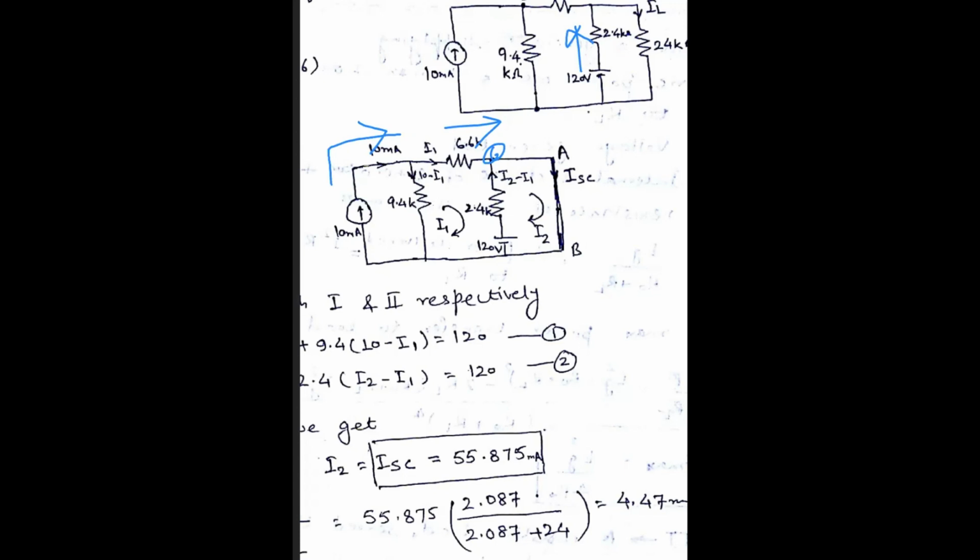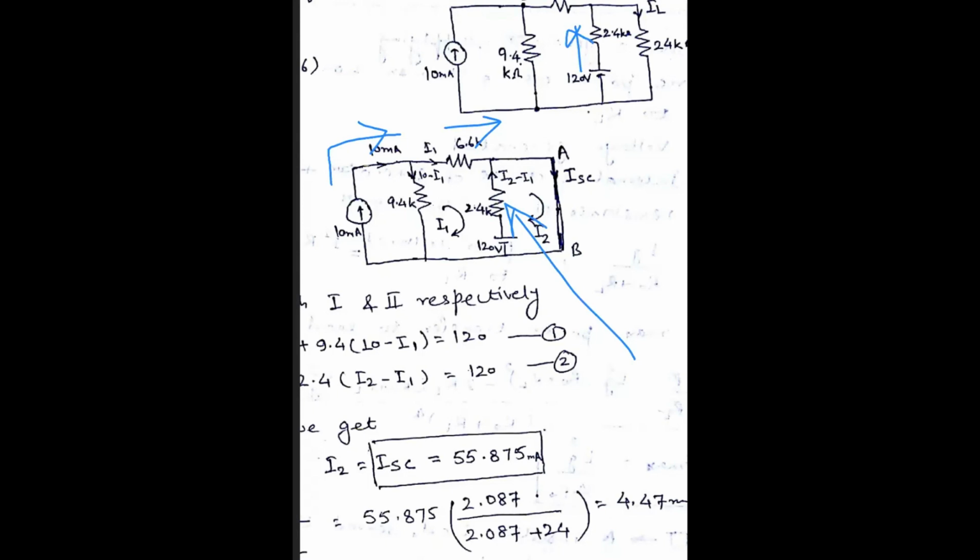So the current I2 is flowing in this loop. But in the first loop, the current is in this direction, and this I2 is in this direction. So the net resultant current in this 2.4 ohm resistance will be I2 minus I1. Okay, clear, I2 minus I1.